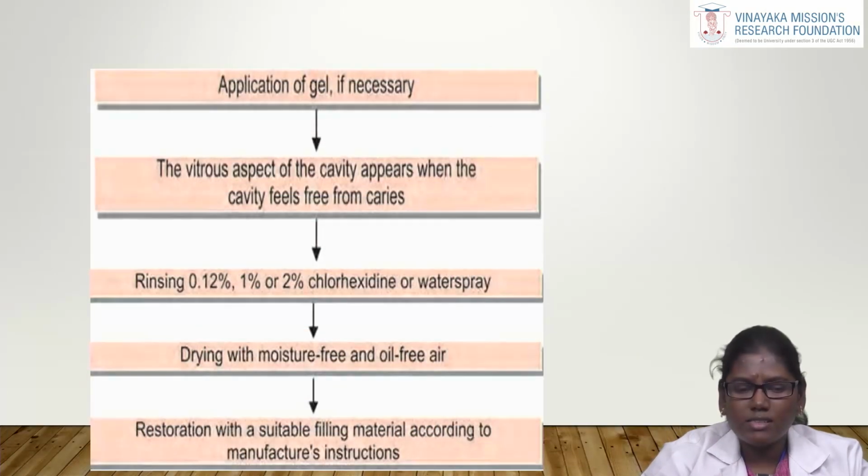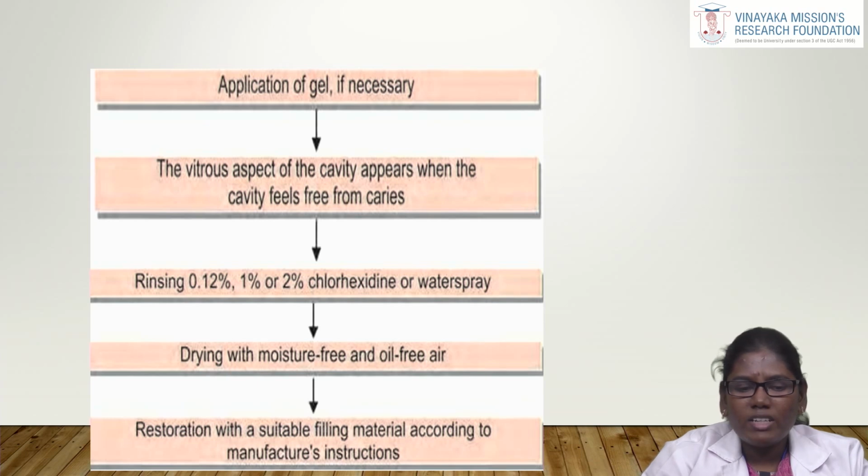Application of gel if necessary. If soft carious dentin still persists, an additional application of gel can be done if necessary, and after that leave it for another 30 to 40 seconds and scrape out the softened carious dentin. Make sure that it shows a hardened surface before proceeding to the restorative procedures.